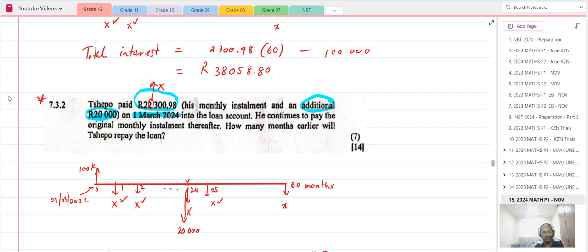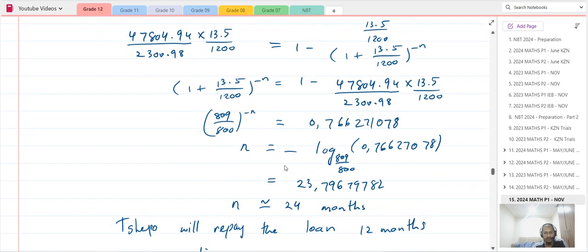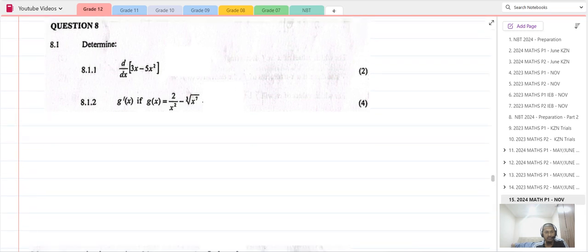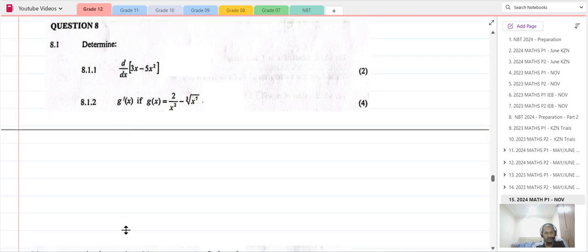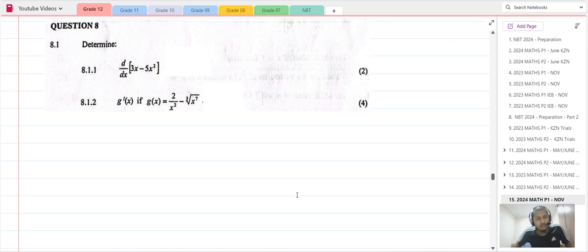I hope you guys understood what I've done here. Right, let's look at question 8, which is calculus, and we're almost done. I'll try to finish as quickly as possible. So we want to find the derivative of this. It's already written here in power form. So d dx, derivative of 3x is 3, and derivative of minus 5x squared is minus 10x. Done.